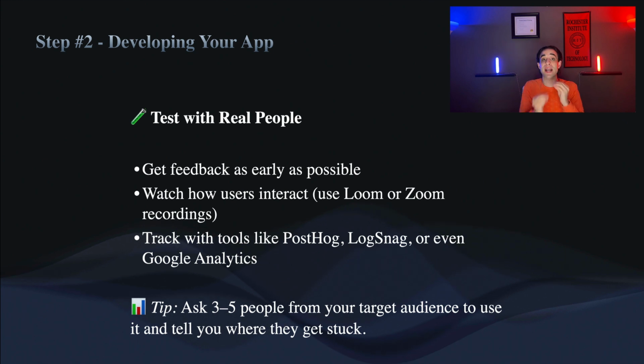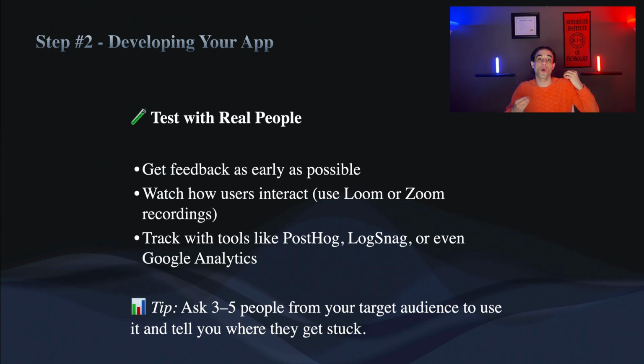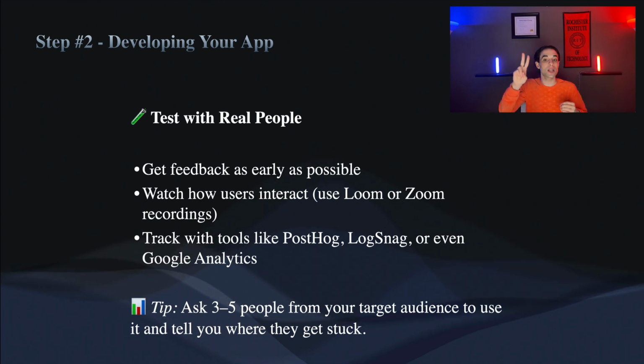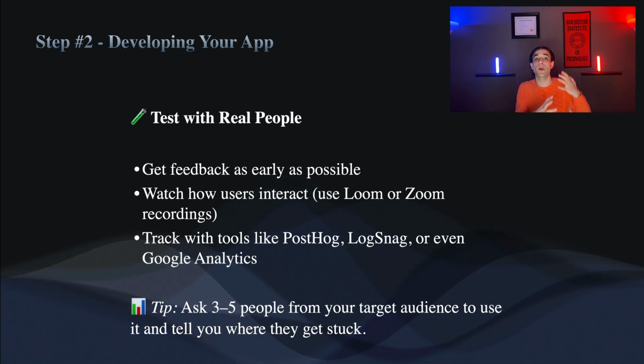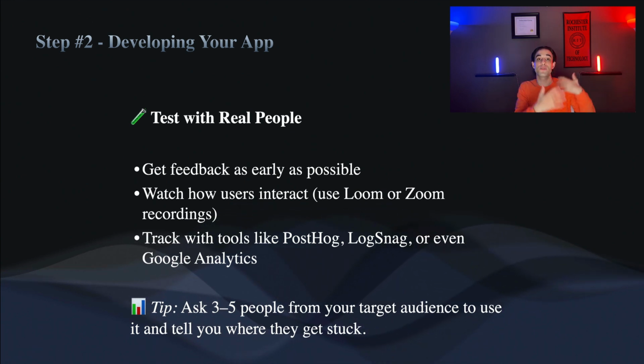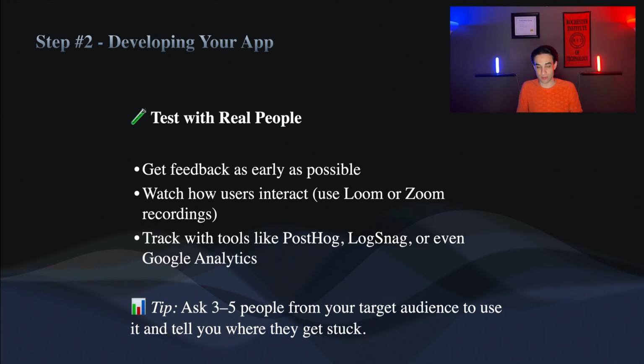Watch how users interact with your application. So use Loom or Zoom recordings and see how your users are interacting with the app, or you can use tools for tracking like PostHog, Logsnag, or even Google Analytics to see where your users are spending most of their time on the app and how they are using the app. And again, a tip, ask 3 to 5 people from your target audience to use it and tell you where they get stuck, because that's also important. Figuring out issues with your product quickly and fixing them quickly, that's also very, very important.